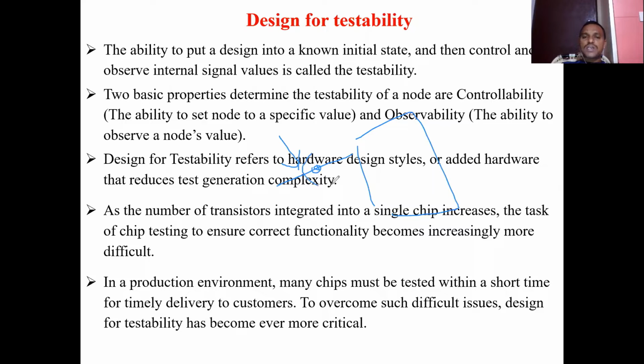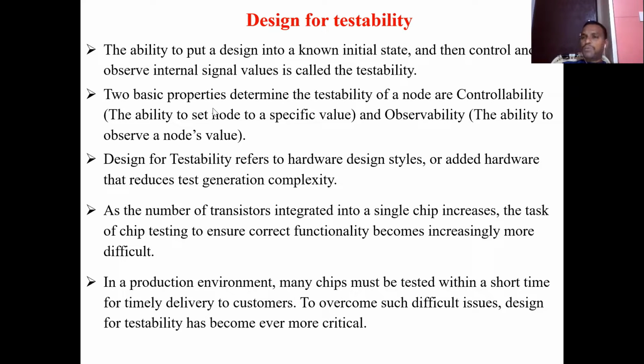So if you fix this node to a specific value, and if you control that testing, that is called as what? Controllability. And next what we have? Observability, the ability to observe the node values. Okay, node values, and at the same time, what are the outcomes if you apply that input or specific value at that node. So it is called as what?